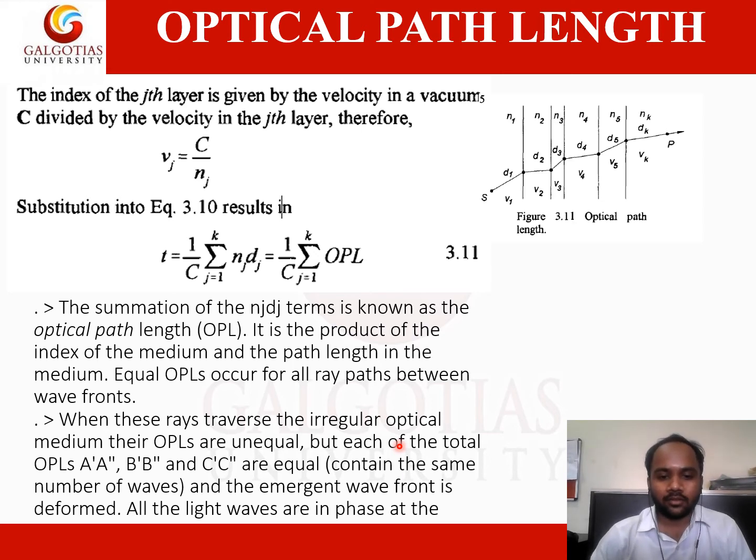When these rays transfer through irregular optical media, as we have discussed, we have different refractive indices here. When the indices are changing, the medium velocity will also change. And when the velocity is changing, the time is not going to be regular. The time is going to be irregular.